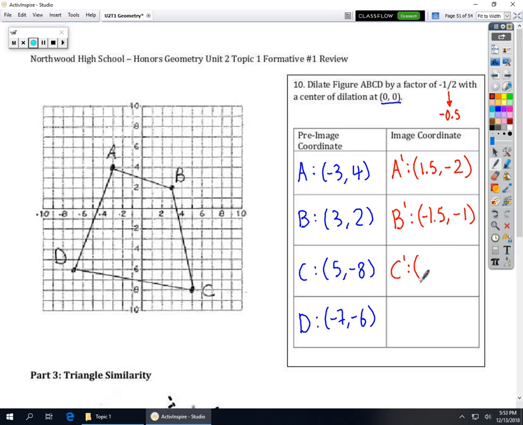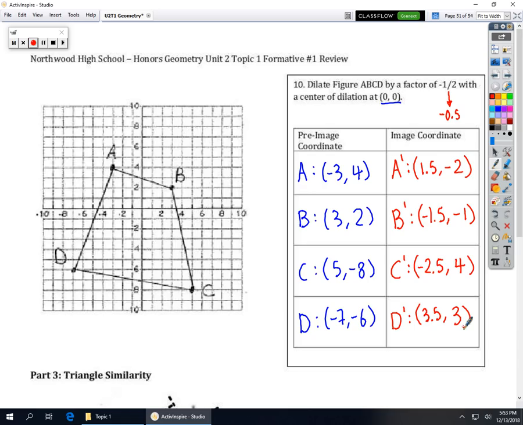C, half of 5 is 2.5, so negative 2.5. Half of negative 8 is negative 4, but I need to make it a positive 4. D prime, negative 7 becomes positive 3.5, half, and change the sign. 6, half of 6 is 3, and it should be positive 3.